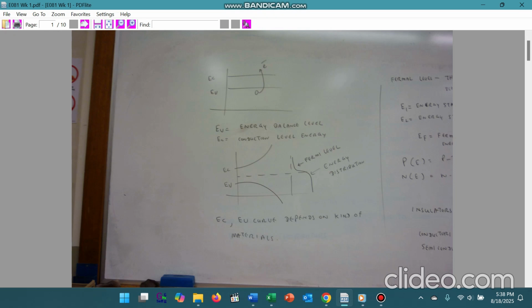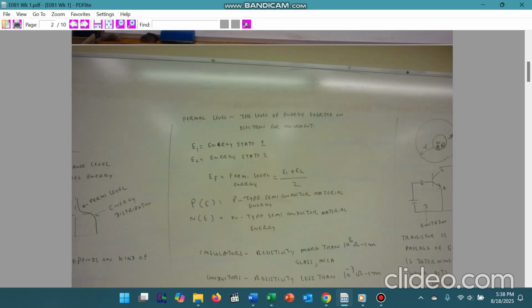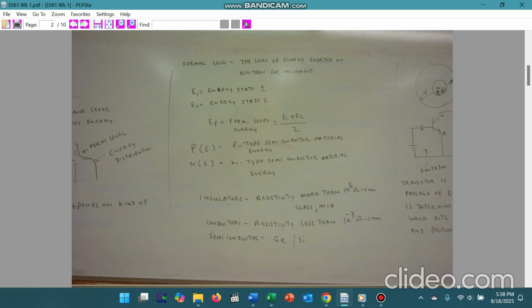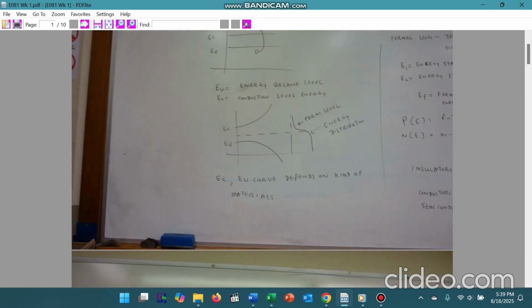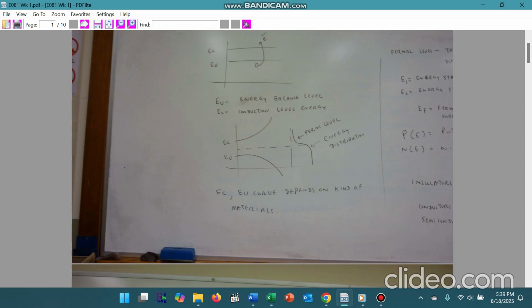Depending on the kind of material, every energy distribution level can be plotted like this. You can see that some materials need only a little energy to excite the electron to move through, and some require a lot of energy to move the electron through. So this is the energy distribution curve.